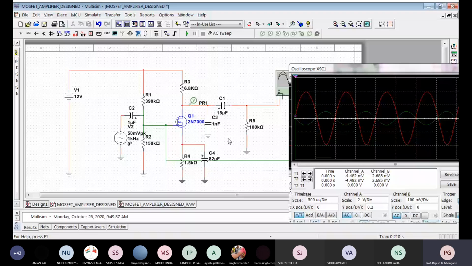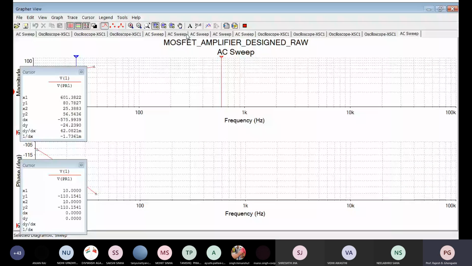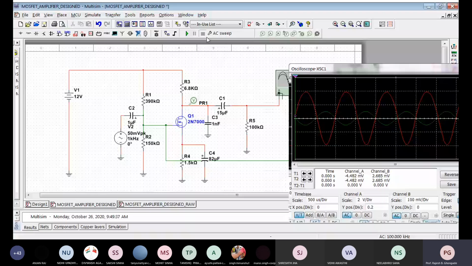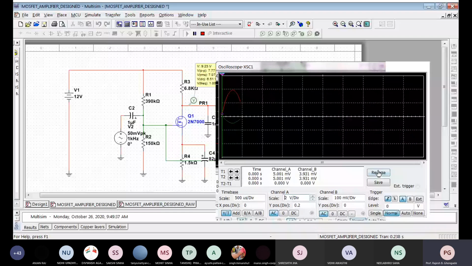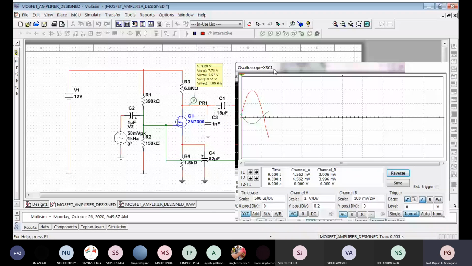This was supposed to be the interactive simulation. So now you can see this. Sir, is there any distortion? No, there isn't any. Look at the gain. The peak-to-peak output we are getting is 7.7, and our input is 100 millivolts peak to peak. This is peak to peak, remember?